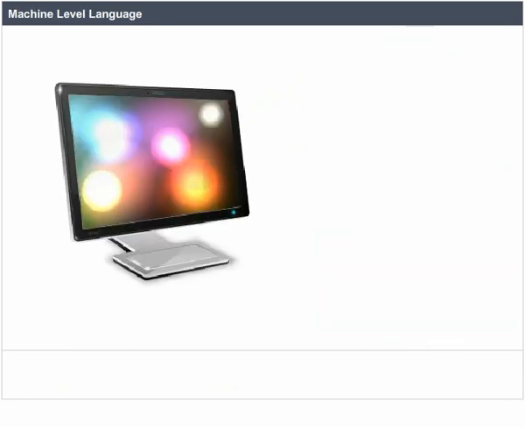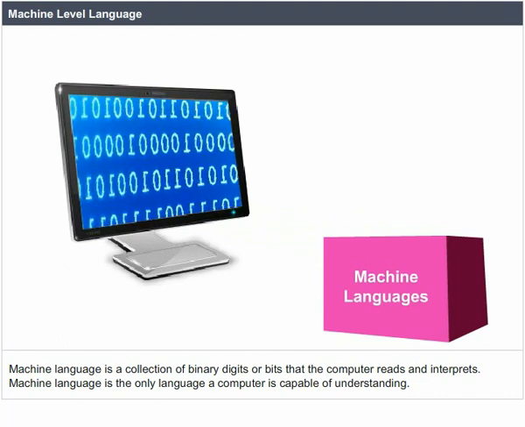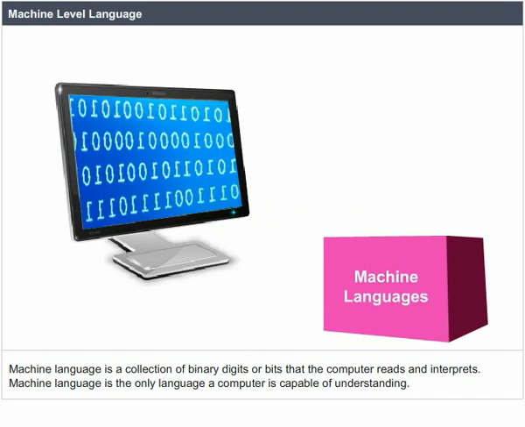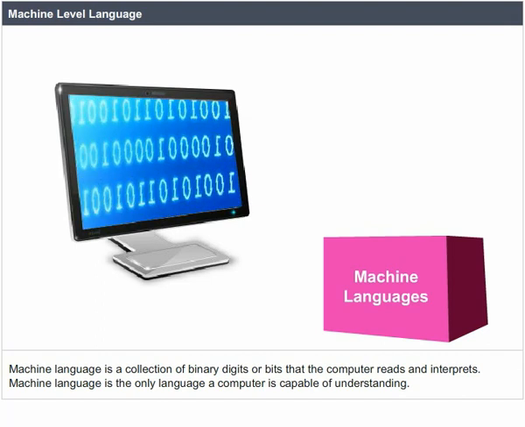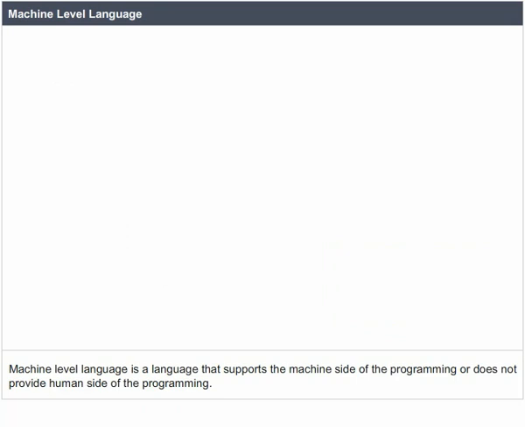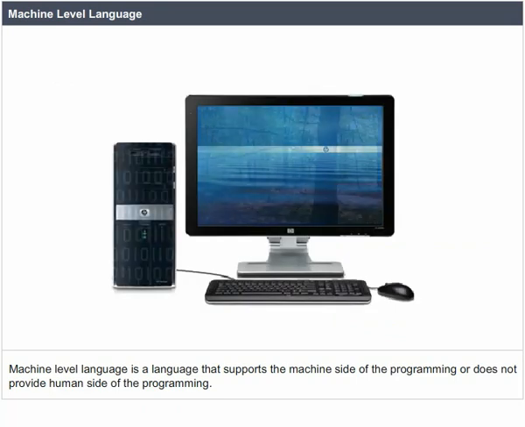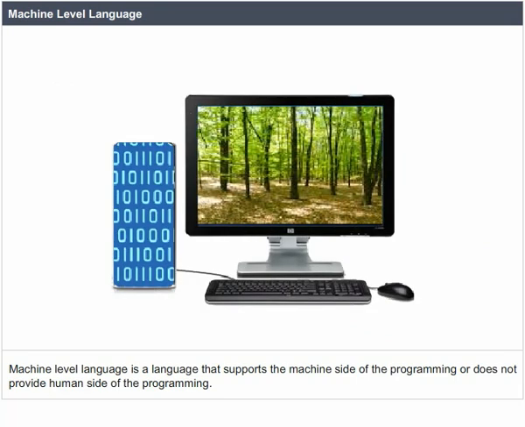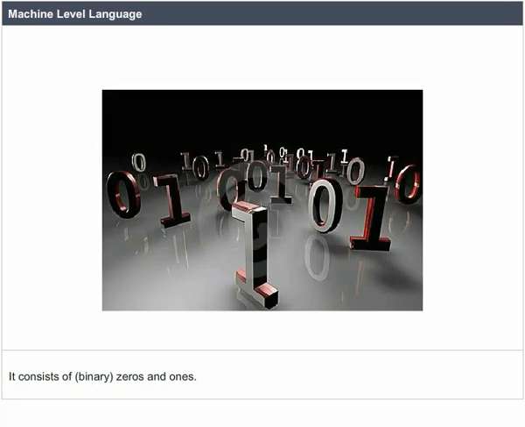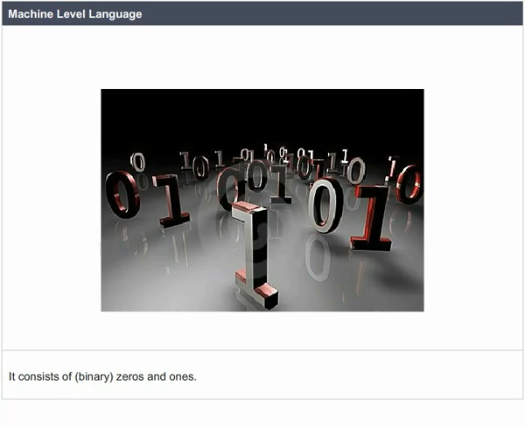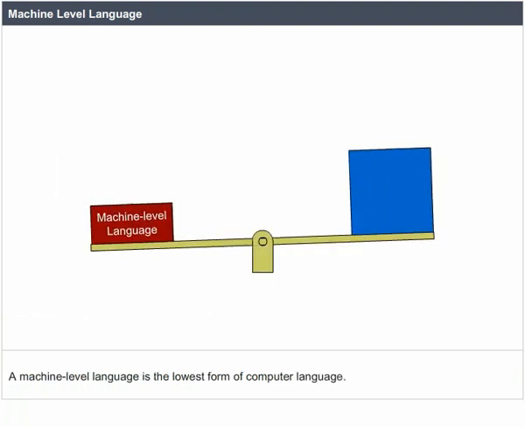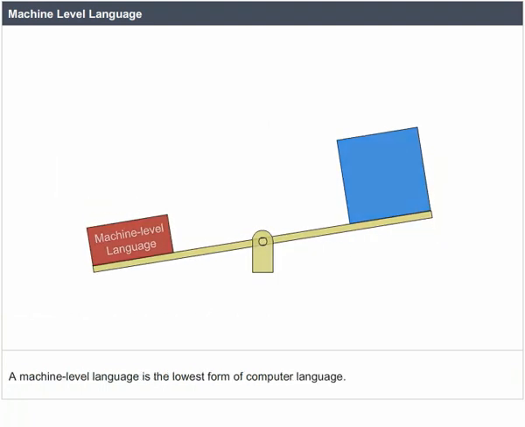Machine-level language. Machine language is a collection of binary digits or bits that the computer reads and interprets. Machine language is the only language a computer is capable of understanding. Machine-level language is a language that supports the machine side of the programming and does not provide the human side of the programming. It consists of binary zeros and ones. A machine-level language is the lowest form of computer language.